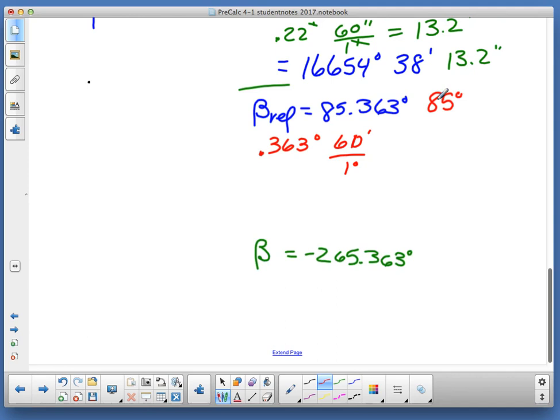I got 0.363 times 60 is going to give me 21.78. Remember, that's minutes. And so now I've got 21 minutes. And now I take that 0.78, I got to find seconds. And there are 60 seconds in 1 minute. So I take that 0.78 times 60, and I get 46.8. The beauty about all the work we just did is the next one's already done.